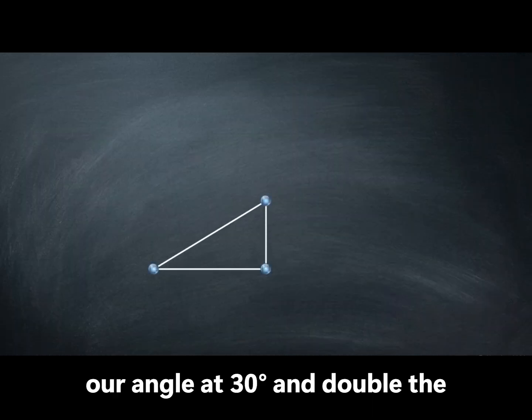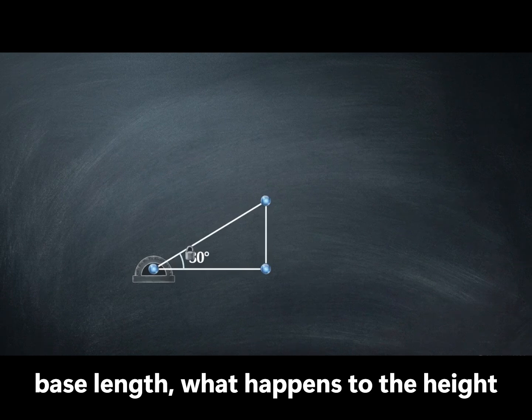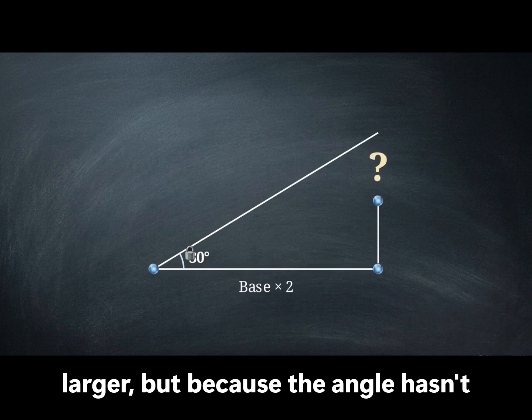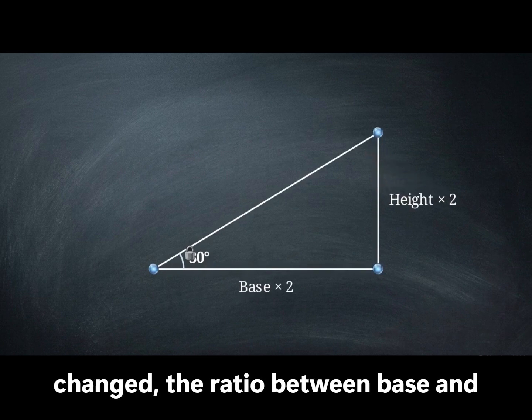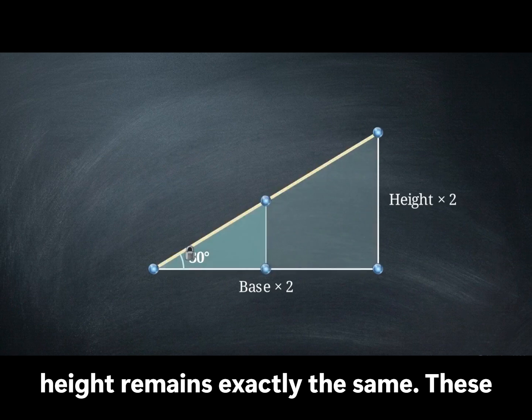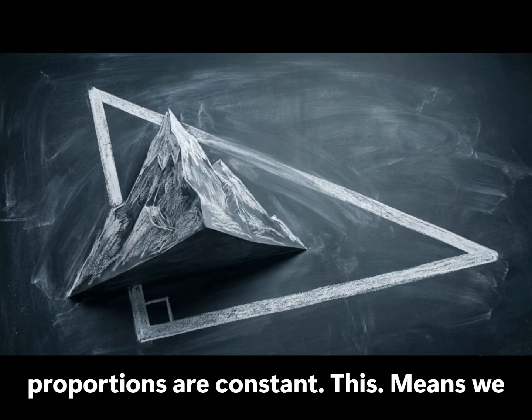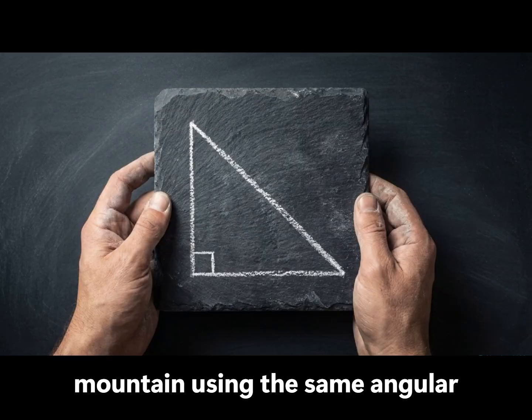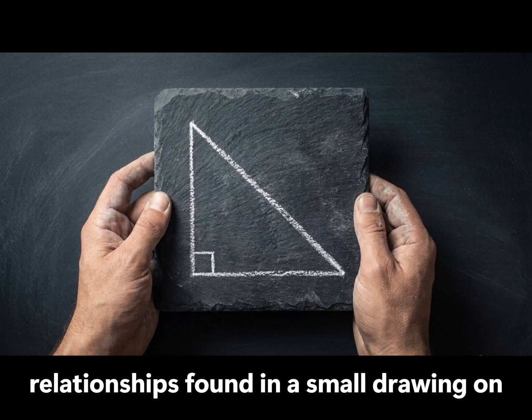If we lock our angle at 30 degrees and double the base length, what happens to the height? It doubles too. The triangle is larger, but because the angle hasn't changed, the ratio between base and height remains exactly the same. These proportions are constant. This means we can calculate the height of a massive mountain using the same angular relationships found in a small drawing on a piece of paper.